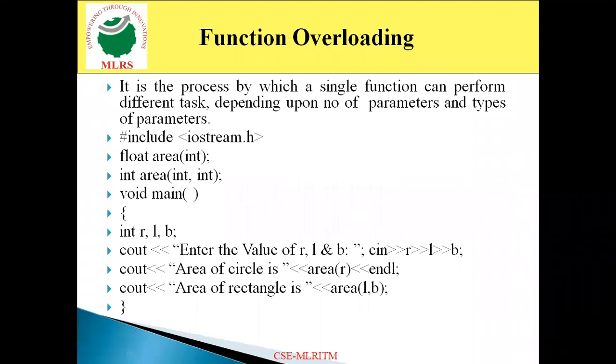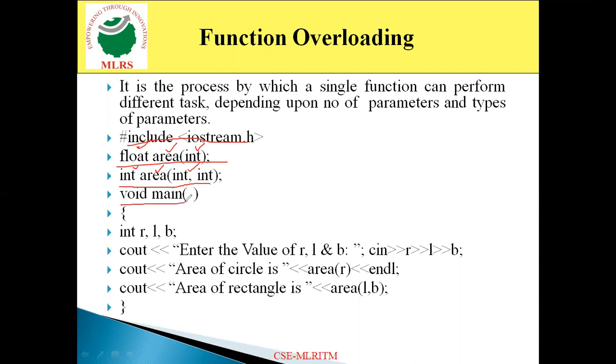Then look at this simple example. Now we are going to perform polymorphism. Look at this example clearly. First, as usual, the header file iostream.h, then the function float area of int, then the function int area of int comma int. Observe that the name of the function, area, appears two times. One has one parameter with return type float, and the other has two parameters with return type int. But the name of the function is the same.